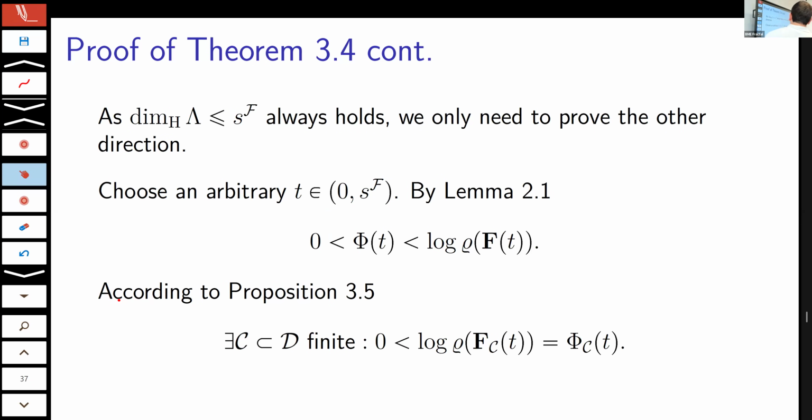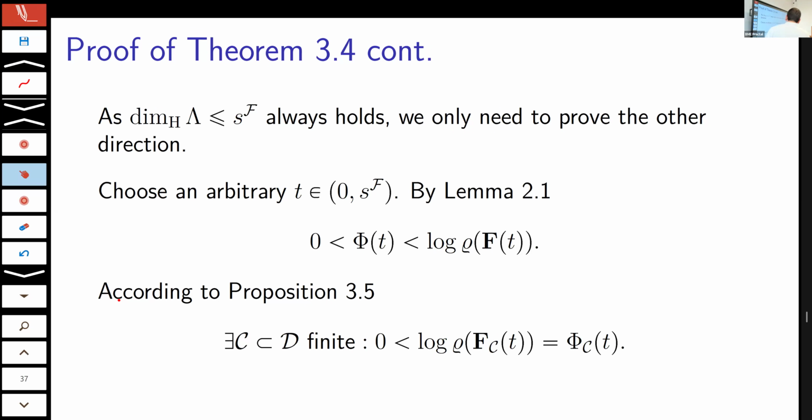Now, using this proposition and some other lemmas, we can finally prove this theorem, which stated that if we have the exponential separation condition, then we have dimensionality. We know that the natural dimension is an upper bound on the Hausdorff dimension. It always holds, so we only need to prove the other direction. Let's choose an arbitrary t-value less than the natural dimension.